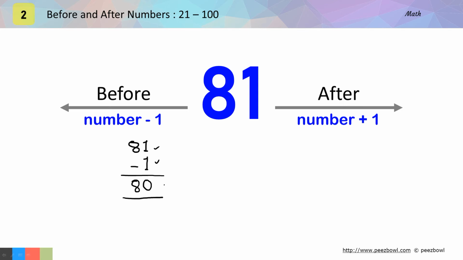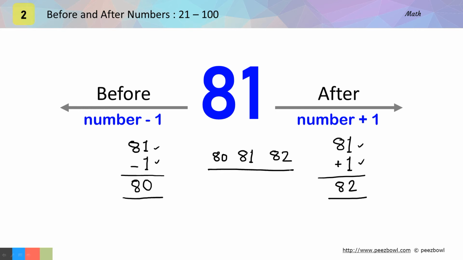Now let us see the number after 81. I will write 81 here, and as we need to add 1, so I will write 1 at the ones place and a plus sign here. 1 plus 1 is 2 at the ones place, and at the tens place we have 8. So this number is 82. So the number before 81 is 80 and the number after 81 is 82.